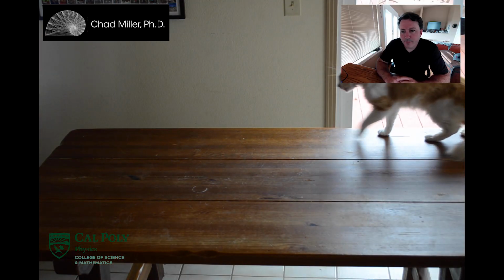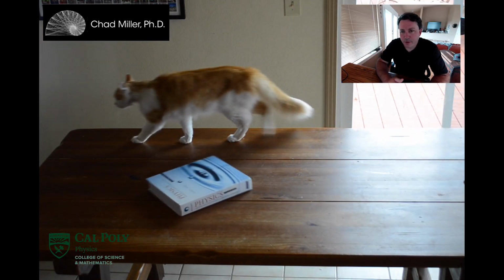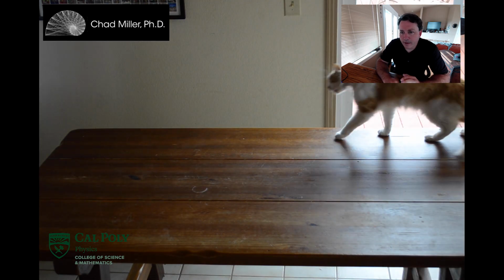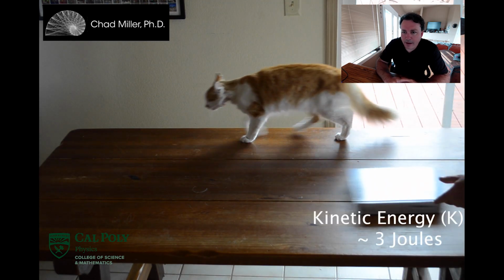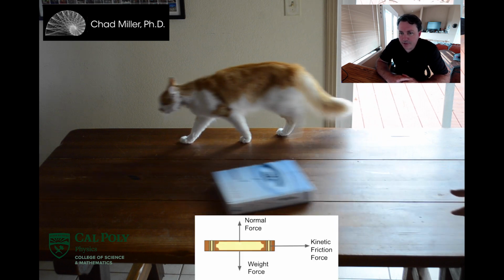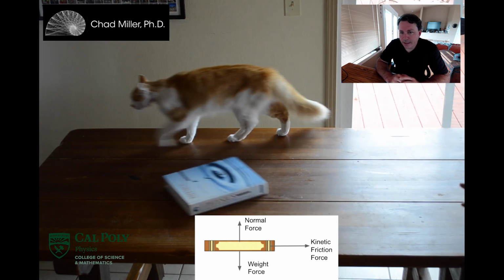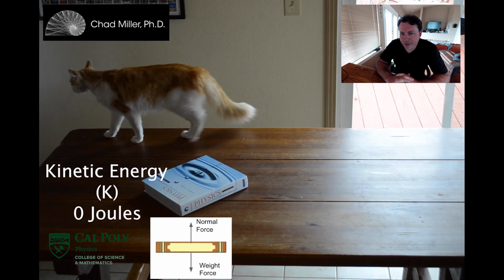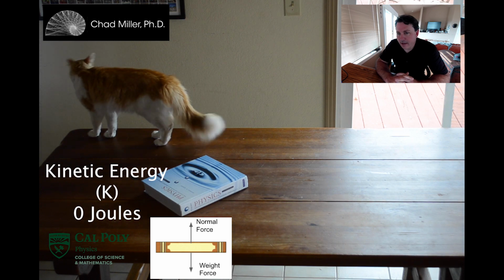All right, let's see if we can do a simple demonstration with the book sliding across the table to the left. All right, so let's run it back. In the beginning, my hand did work on the book, giving it, let's say, about 3 joules of kinetic energy. As soon as it comes into contact with the table, the force of friction begins to the right, slowing it down, decelerating it until its velocity is 0, giving it 0 joules of kinetic energy at the end.